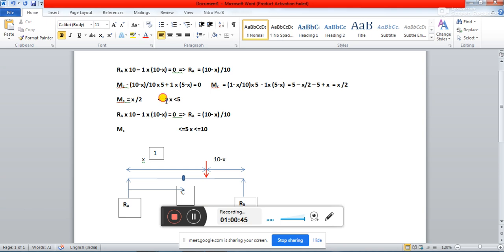Oh, I think I am writing this position wrong. Here it should be written over here. Okay, so x is between 5 and 10. For this, what will be the value of MC? See, the only load which will be acting to calculate the moment of MC will be this RA, because this 1 kilonewton load already has left this position.